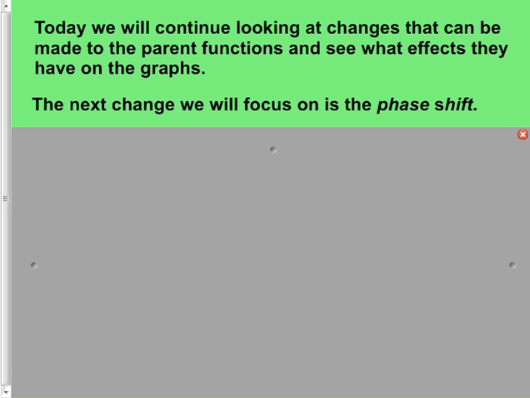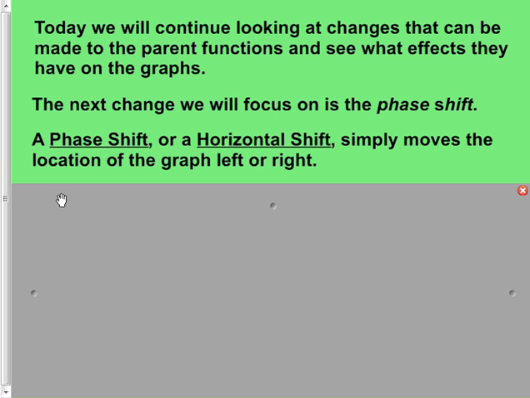Okay, today we will continue looking at changes that can be made to the parent functions and see what effects they have on the graphs. And as we've already said, the next change we will focus on is the phase shift. Okay, here's your definition. A phase shift or a horizontal shift simply moves the location of the graph left or right.